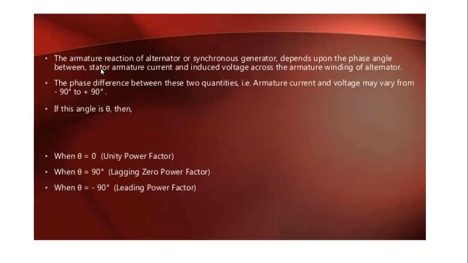Okay, therefore the armature reaction of an alternator or synchronous generator depends upon the phase angle between the stator armature current and the induced voltage. Therefore, there is a phase difference between these two quantities, from minus 90 degrees to plus 90 degrees. This is called the angle theta.